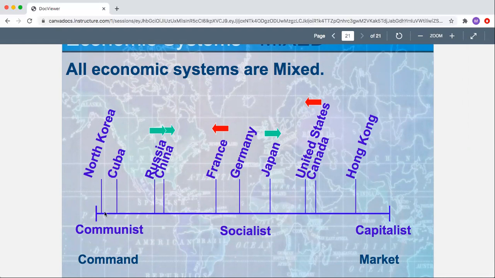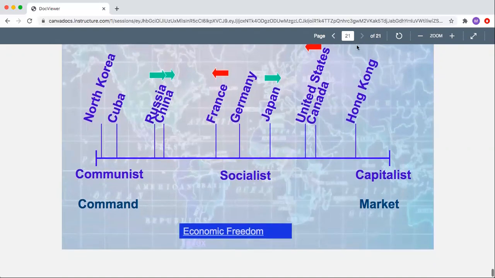So we have communist, we have North Korea, Cuba, and then sort of towards the right, we have Russia and China. And in the socialist aspect, there's France and Germany and Japan, even though Japan heads more this way. And then more on the capitalistic side, we have Hong Kong, Canada, and the United States. So it kind of tells you where the country falls on the economic system. And that is it for today's lesson.